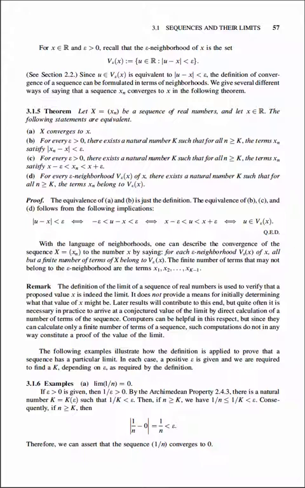So at the top of page 57, it reminds you a little bit about neighborhood notation, and Theorem 3.1.5 gives you a few different ways to state the property that the limit of a sequence is little x. And these are all useful things to use from time to time. Make sure you understand why they're all saying the same thing. The proof is short, but important to understand. And the note below the proof is also important.